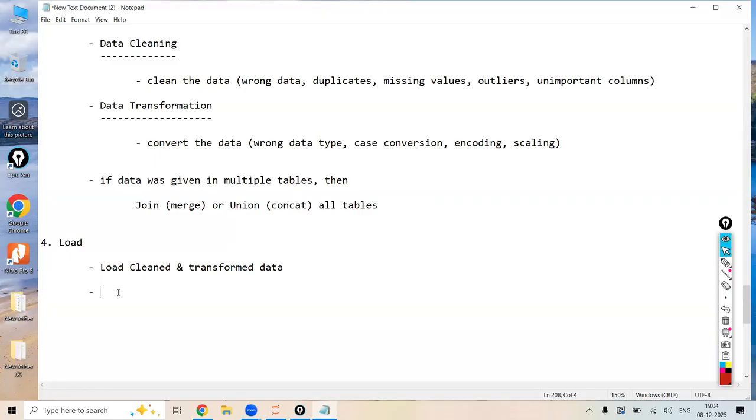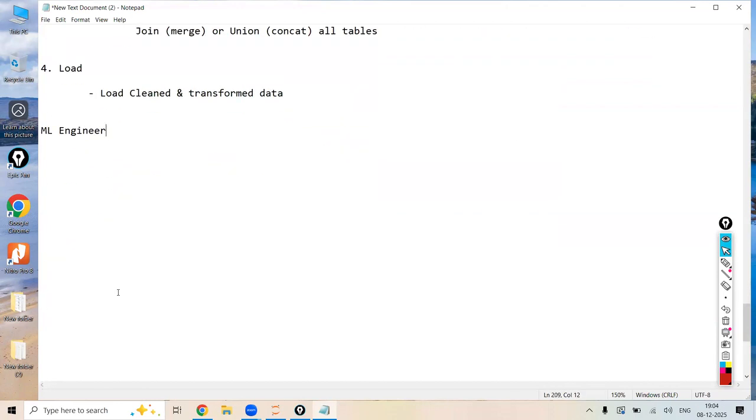Now, after loading this, the ML engineer's work starts. ML engineers, AI engineers, and different engineers split from here. The data analyst will work in a different way, and the ML engineer will work in a different way. What the ML engineer will do is apply the ML algorithms. How many? Apply all the applicable ML algorithms relevant to the project.